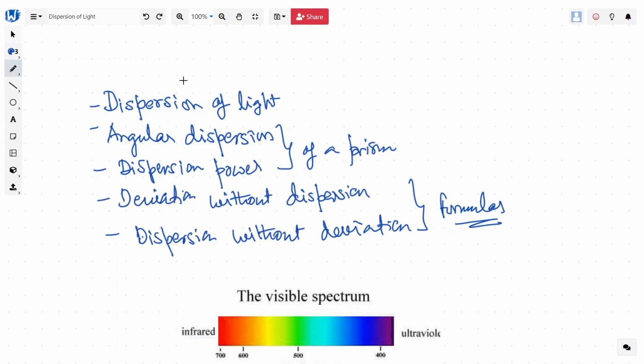Today we will talk about dispersion of light, angular dispersion, dispersive power of the prism, deviation without dispersion and dispersion without deviation, and their formulas.